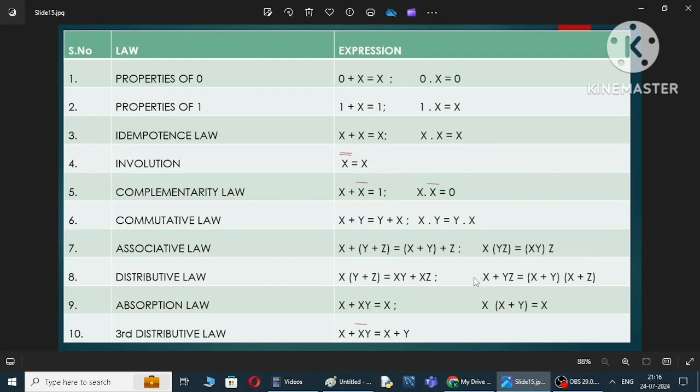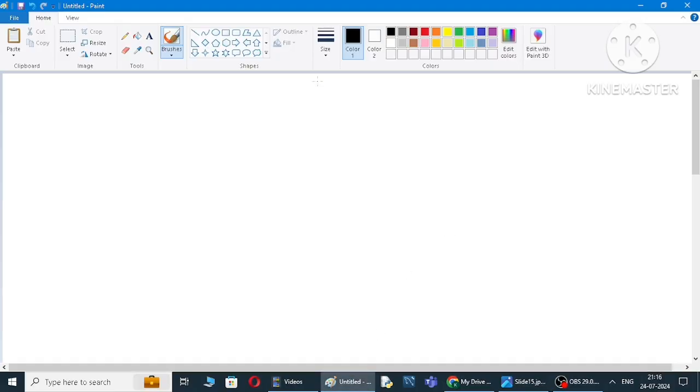So whenever you are asked a question saying give the algebraic proof of distributive law, you prove any one law and also write that because the second law is the dual of the first law, that is also proved. Okay, so I will show you how to prove the distributive law. So in the distributive law, the second one is very easy to prove. X plus yz equal to x plus y into x plus z. So we'll see how to arrive at the proof.